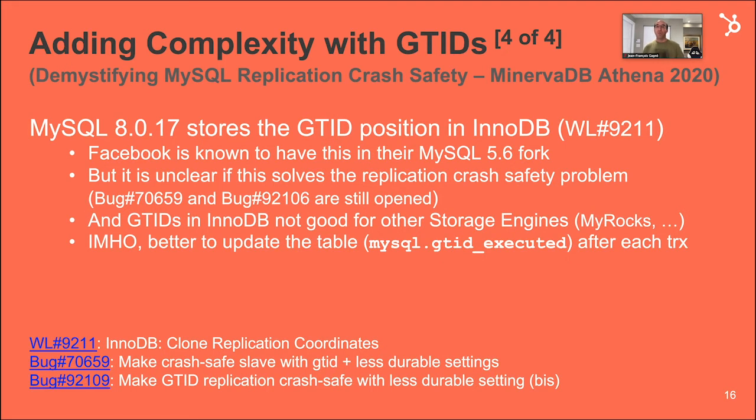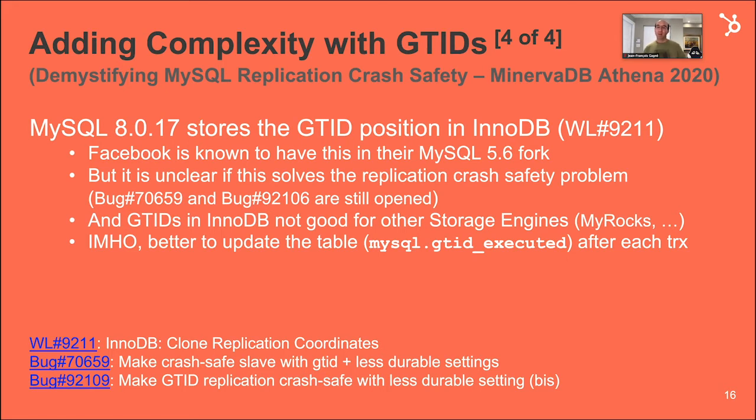So MySQL 8 is storing the GTID position in InnoDB. This was done in the context of the clone plugin that needs a reliable GTID position. And this is something that other people have been doing for some time. Facebook has been doing that in MySQL 5.6 for some time in their fork. But it is unclear if this solves the problem of GTID replication not being crash safe with low durability.